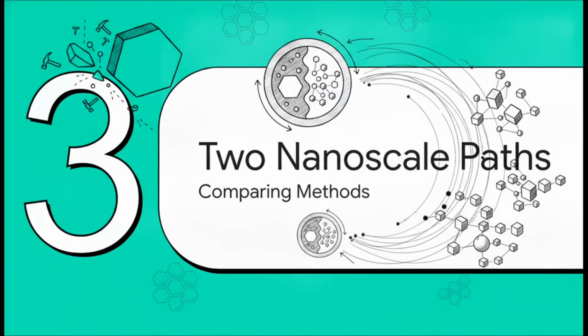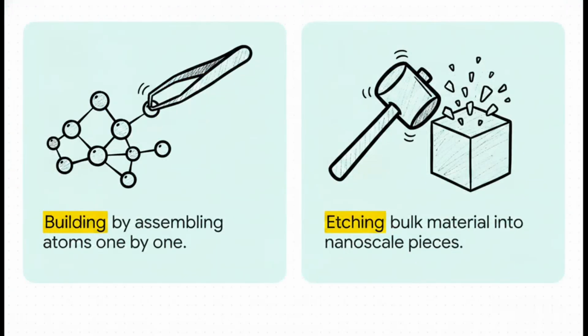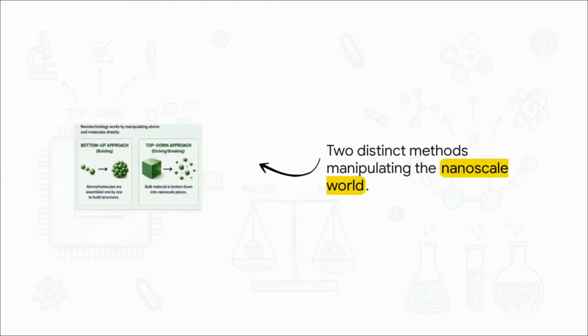Let's move to a head-to-head comparison and see how this builds the ultimate contrast in engineering philosophy. On one side, the bottom-up approach, building by assembling atoms and molecules one by one, which gives us unprecedented precision and zero waste. On the other side, the top-down approach, etching and breaking bulk material down into nanoscale pieces. It's a bit of a brute force reductive process, sure, but it is currently the highly scalable foundation of our entire modern tech industry.